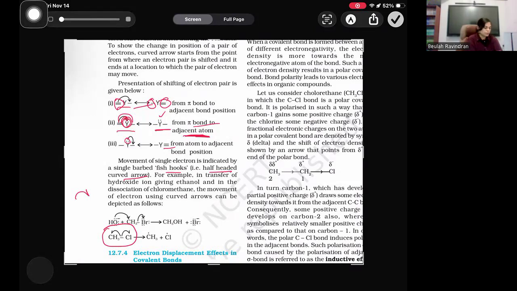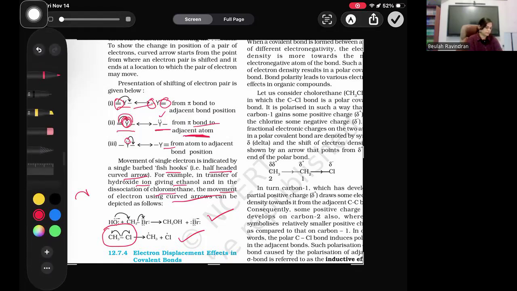Okay. So, for example, transfer of hydroxide ion giving ethanol, and in the dissociation of chloromethane, the movement of electrons using curved arrows. Here it shows, right? Can you understand what that is? Transfer of hydroxide ions. Okay. So where are the hydroxide ions? So here, what is happening? The hydroxide ion here is transferred.